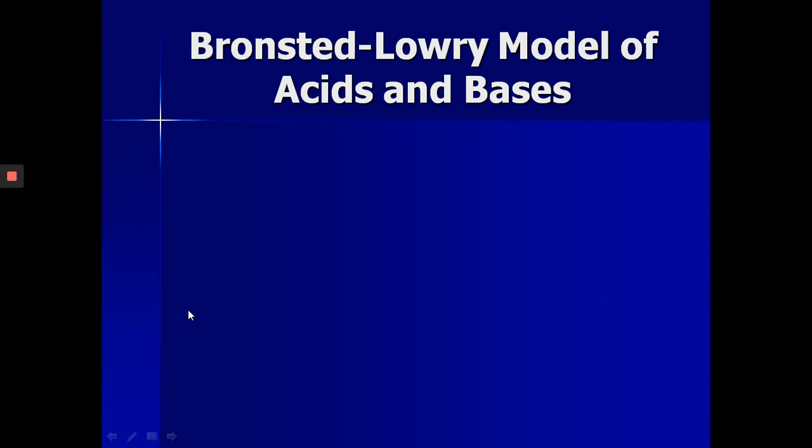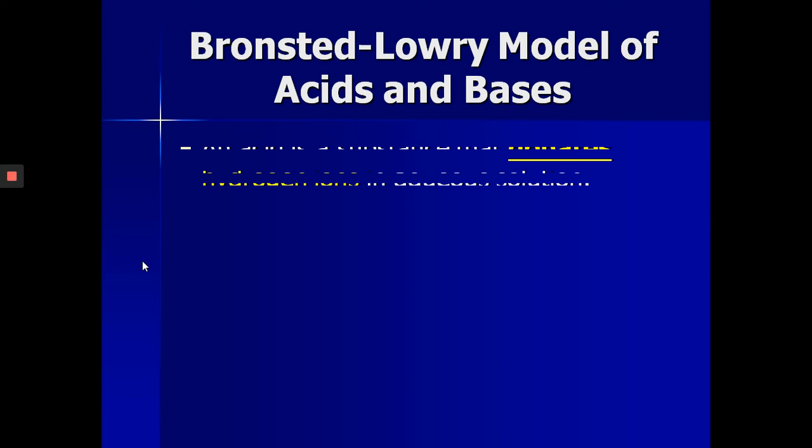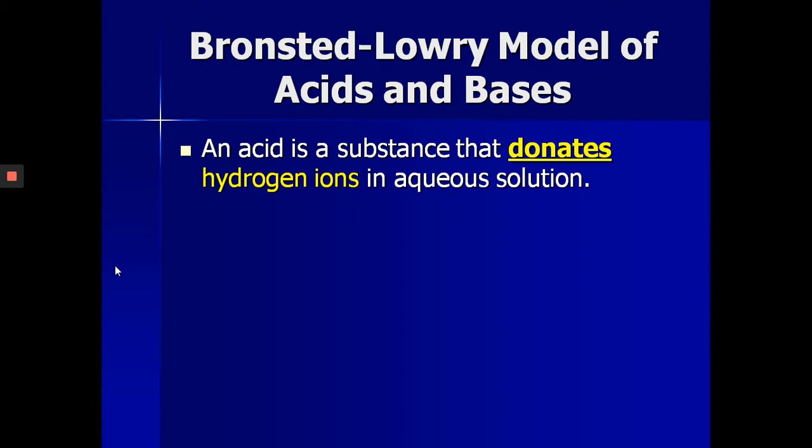The second type of acids and bases is called the Bronsted-Lowry model of acids and bases. So Bronsted and Lowry had a different definition of acids and bases. According to this theory, an acid is a substance that donates hydrogen ions in aqueous solution. I know the language is a little bit different. It says donates rather than produces, but they're basically the same thing. So the Arrhenius definition and the Bronsted-Lowry definition of acid are quite the same.